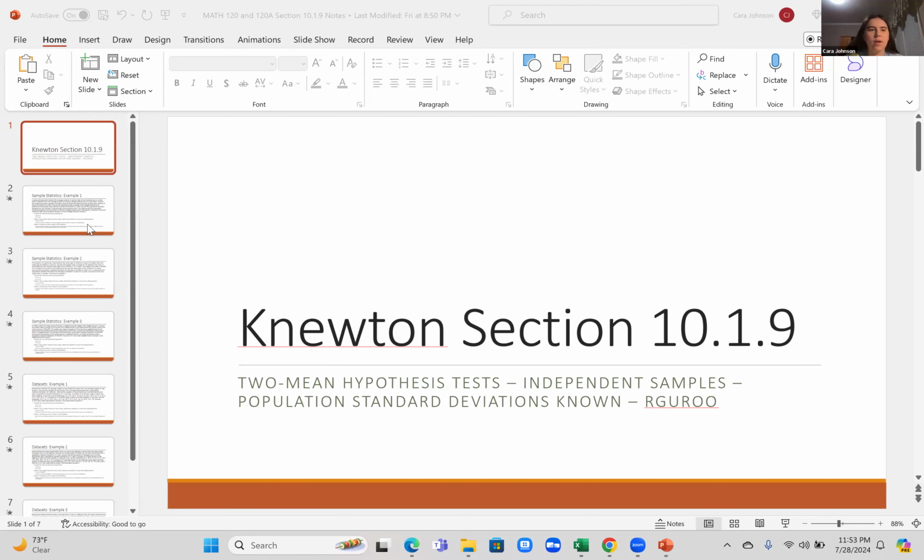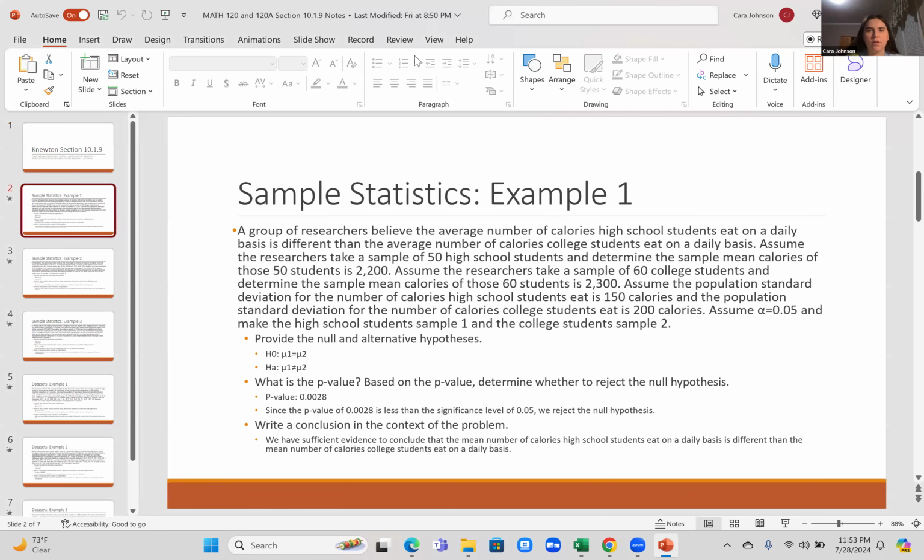Okay, so here's our first example we're going to do here. A group of researchers believe the average number of calories high school students eat on a daily basis is different than the average number of calories college students eat on a daily basis. We have a sample of 50 high school students, sample mean 2,200, and 60 college students, sample mean 2,300, and we have the population standard deviations for both. Our significance level is 0.05, making the high school students sample 1 and the college students sample 2.